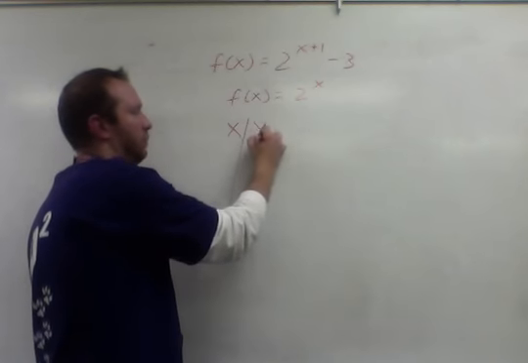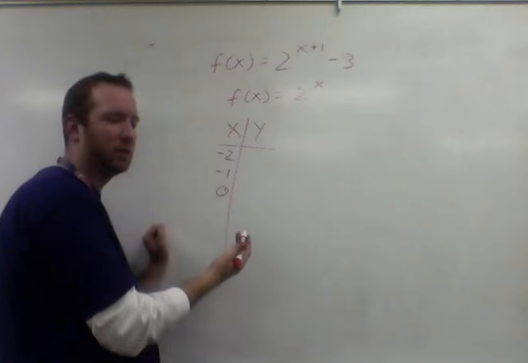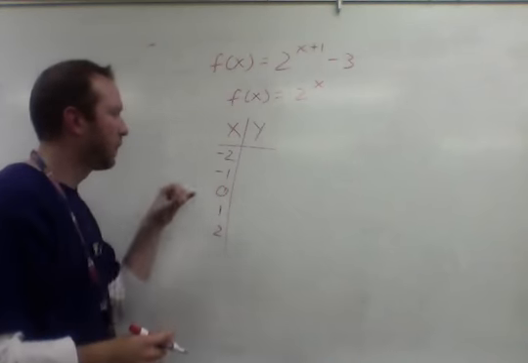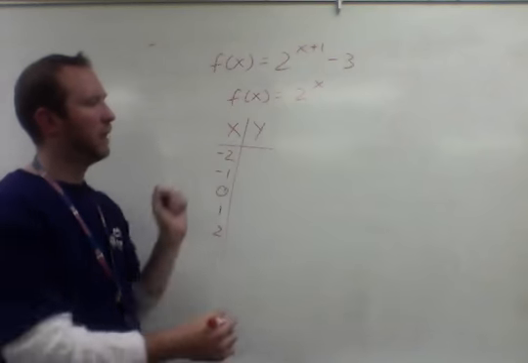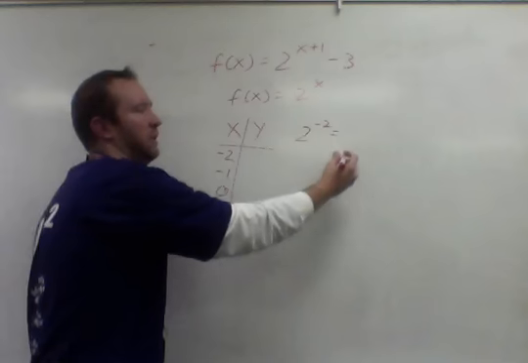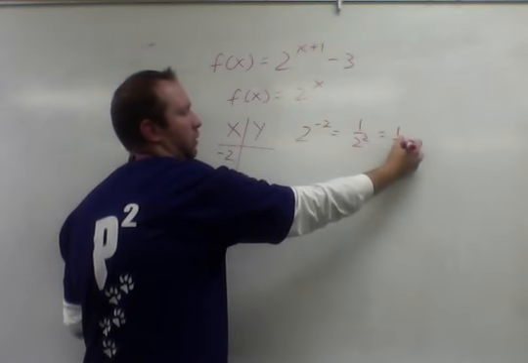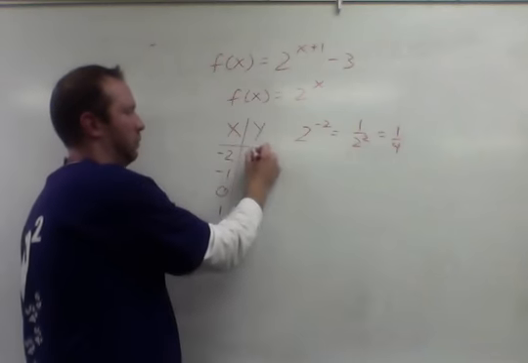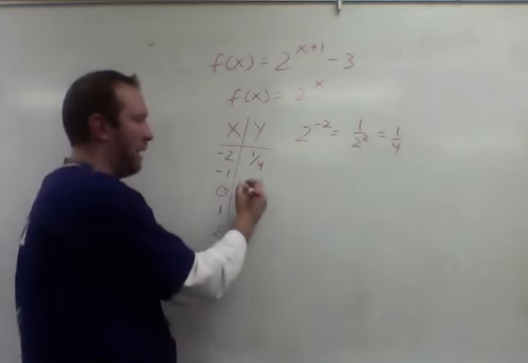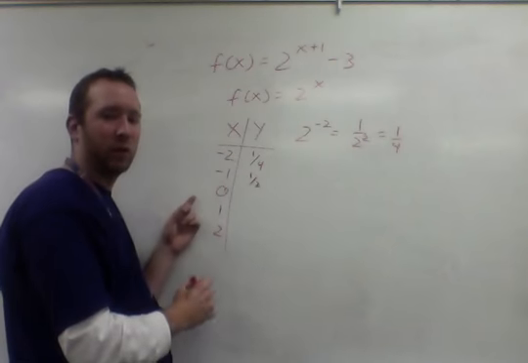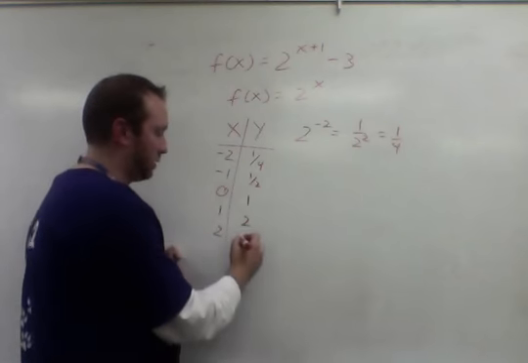So I'm going to start by making a table. Use some points: -2, -1, 0, 1, and 2. What you should have learned from properties of exponents, when you plug in -2 for x, 2 to the -2 is equal to 1 over 2 to the +2, or 1/4. 2 to the -1 is 1 over 2 to the +1, which is a half. Anything to the 0 is 1. 2 to the 1st is 2. 2 to the 2nd is 4.